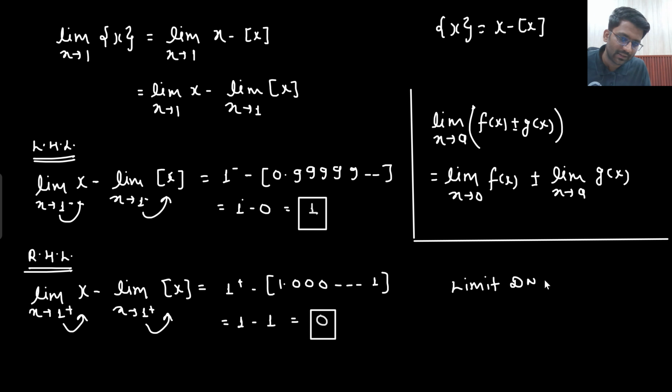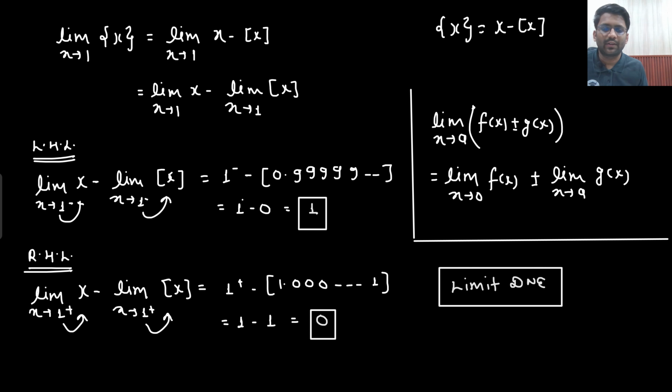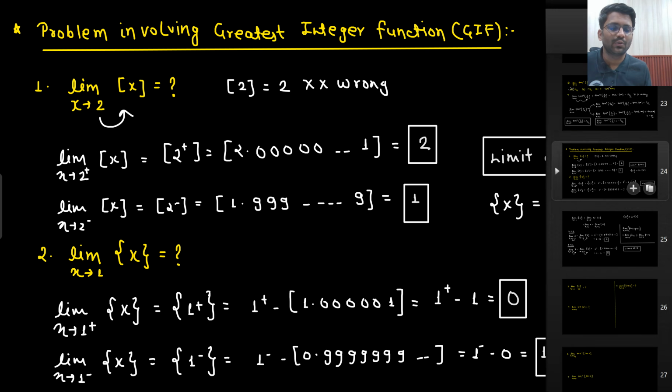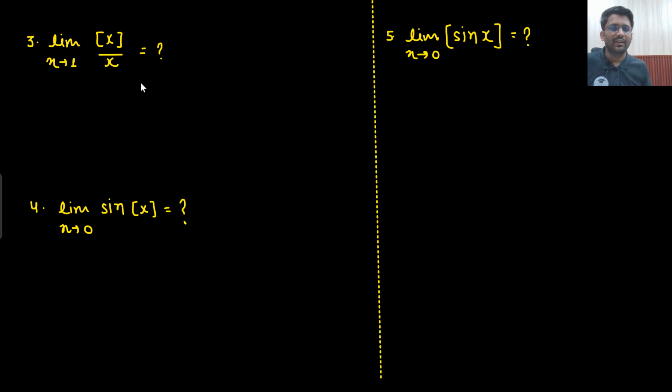I am just telling you that there is another method as well. If you are not comfortable with the fractional part, then at least you are comfortable with the greatest integer function of x. Why? Because we are going to solve a lot of problems based on the greatest integer function of x, so you will eventually be comfortable. So solve this question: greatest integer function of x divided by x.